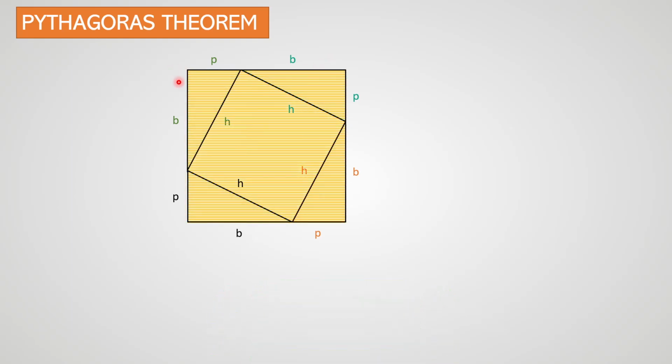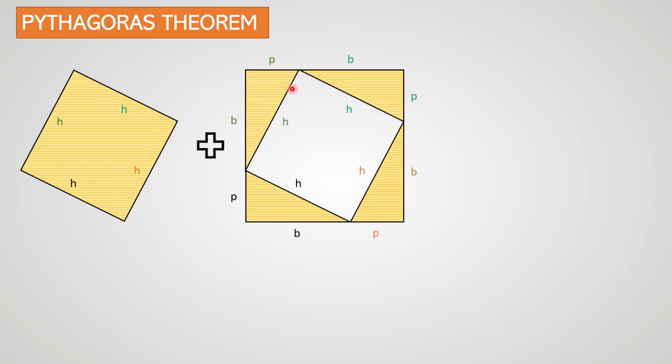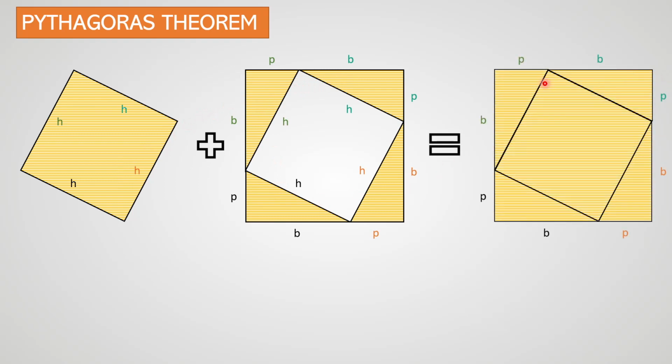Now as you can see, there is a bigger square and there is a smaller square, right? Now we know that this bigger square area is made up of the area of the smaller square plus the area of these 4 triangles, right? So we can see this smaller square area plus the area of these 4 triangles is equal to the area of the bigger square, right?